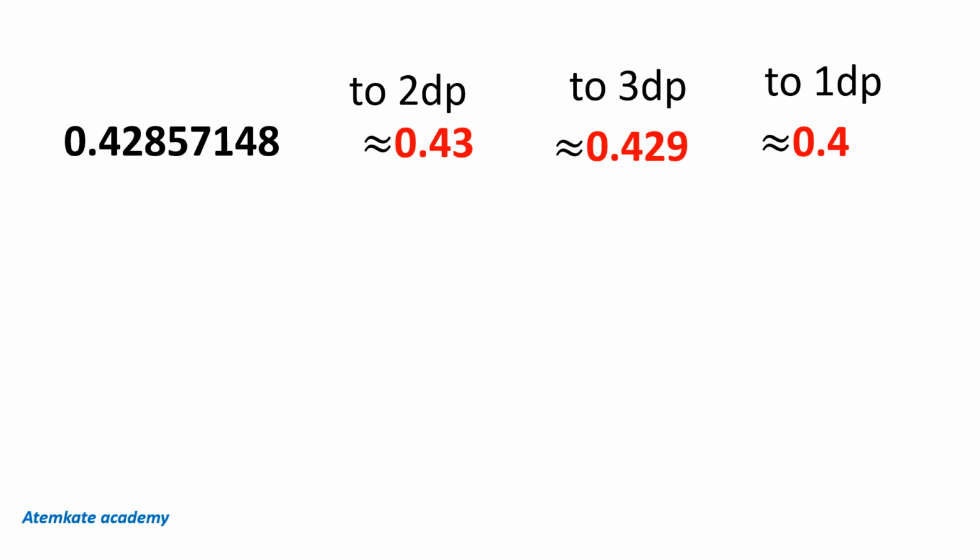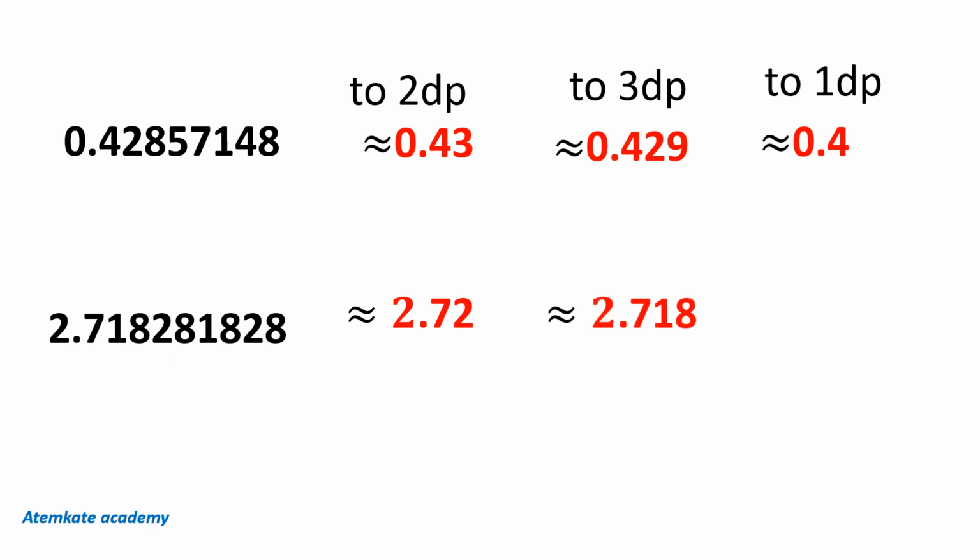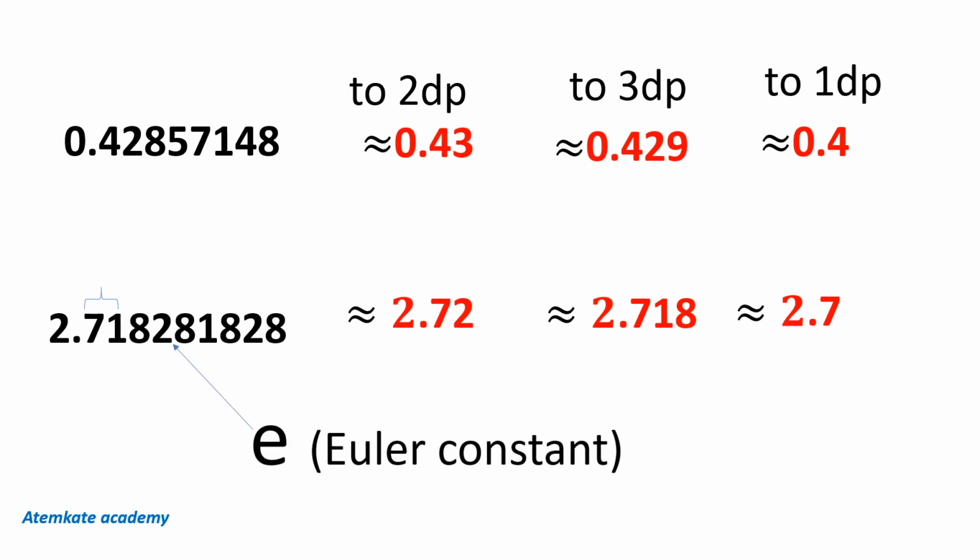Looking at this other decimal expansion, to two decimal places we get approximately 2.72. To three decimal places, since 2 is next to 8 and 2 is less than 5, we round down to get approximately 2.718. To one decimal place we round down, since 1 is less than 5, to get 2.7. This decimal expansion represents Euler's constant.